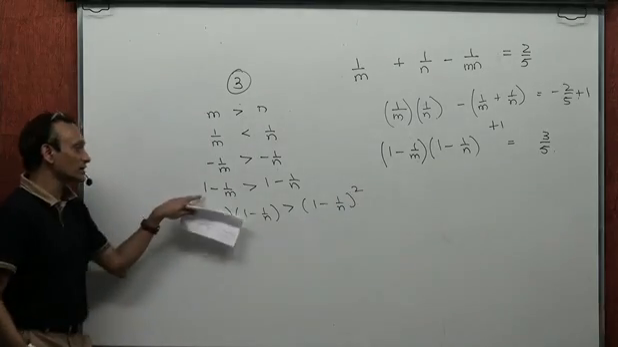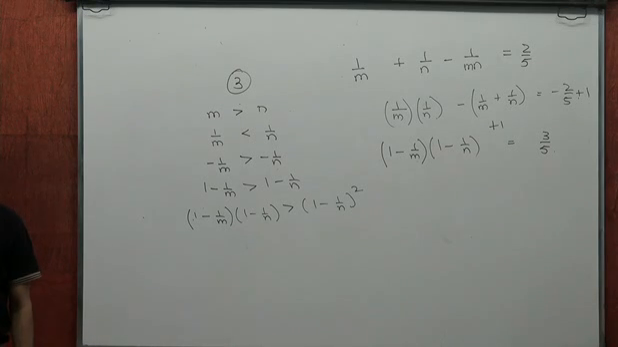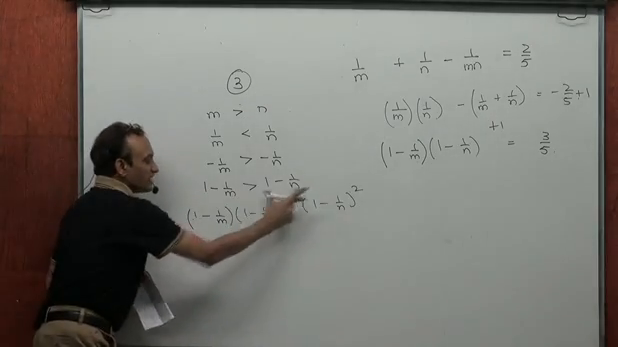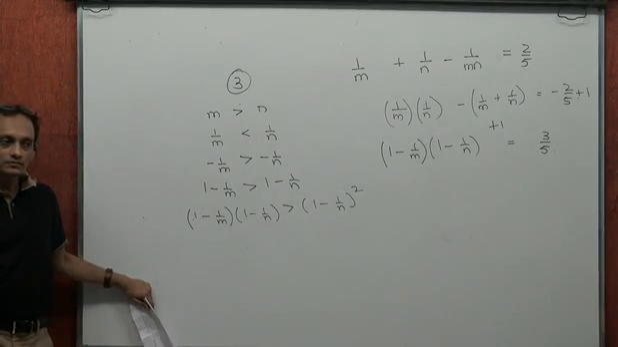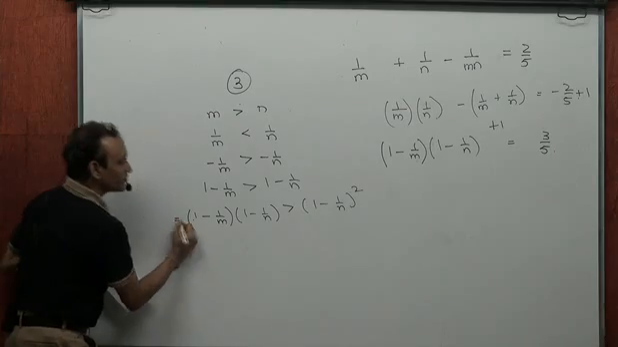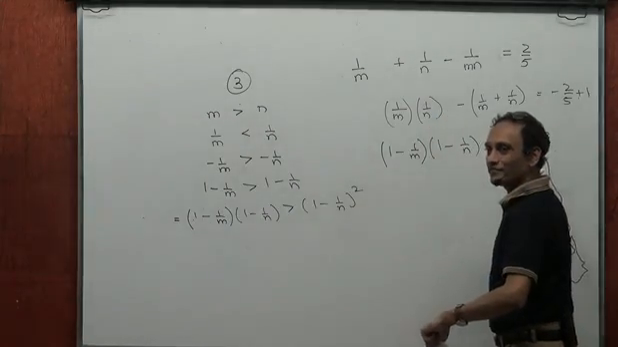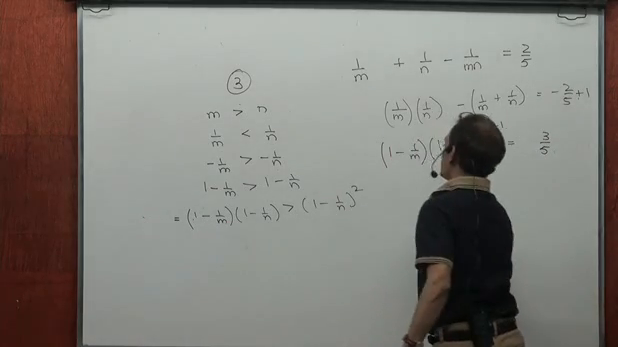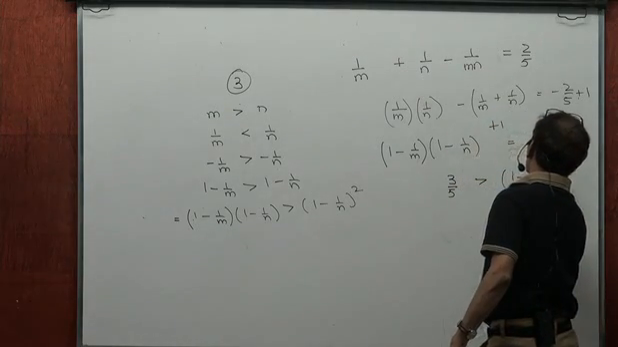Can I say this? Multiplying both sides by 1 minus 1 by n. This was given. I multiply both sides by 1 minus 1 by n. Do I get this? Now what's the left hand side? 1 minus 1 by m into 1 minus 1 by n is 3 by 5. Right? So the left hand side is 3 by 5. So 3 by 5 is greater than 1 minus 1 by n whole squared.